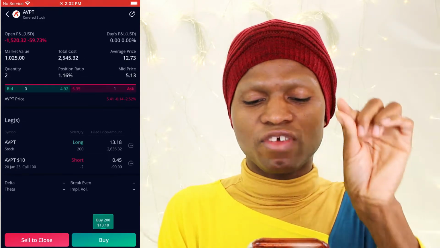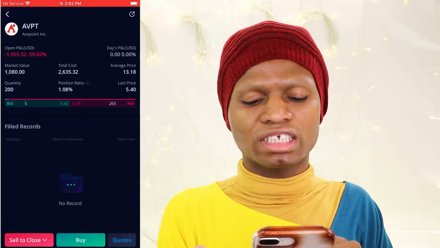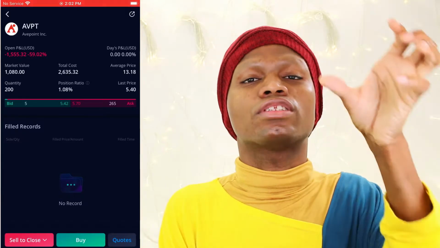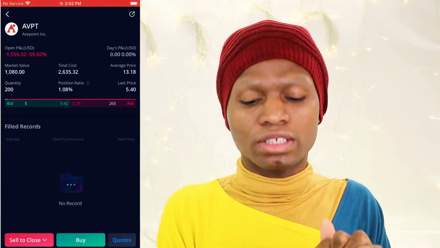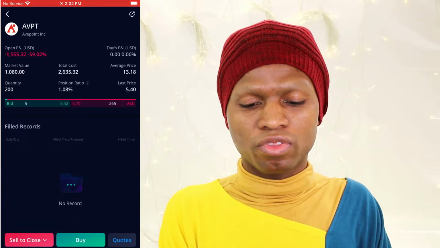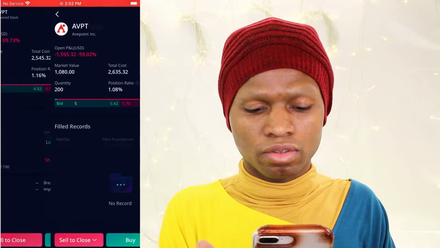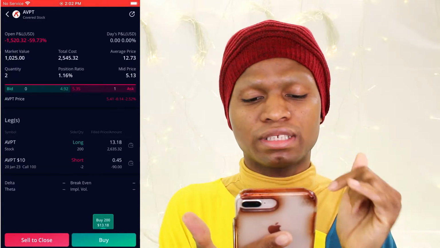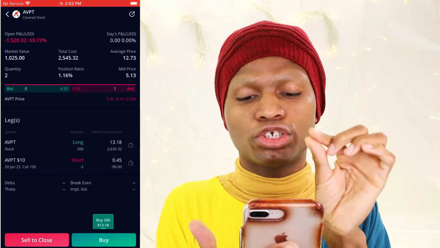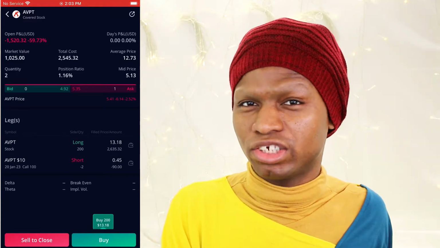So we have AVPT long 200. When you click on this, it will show you sell to close. When you do this, it will actually close the entire position, the stock itself, okay? This is not what you want. It will tell you, see, sell to close or buy. This is not what you want. What you want would be the short. The other option, you see that AVPT $10 short -2. That is what you should click on, because remember, long positions, they have no expiration, right?